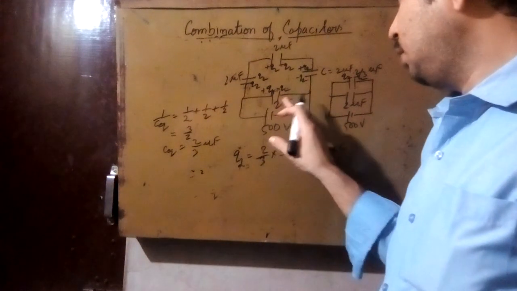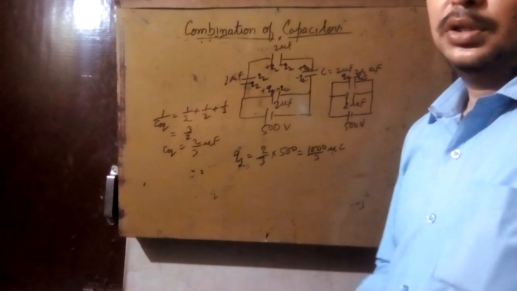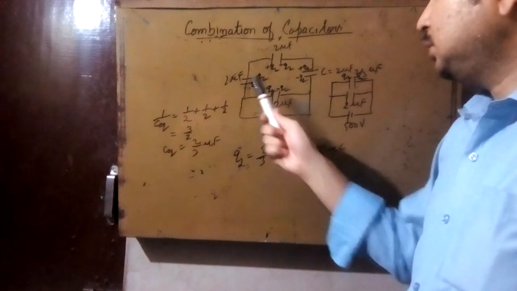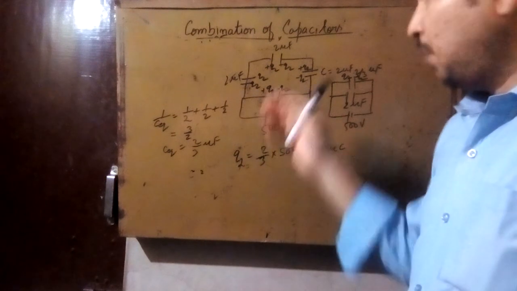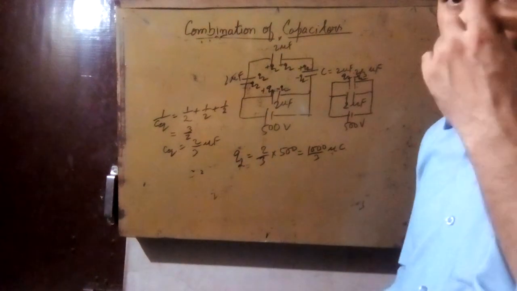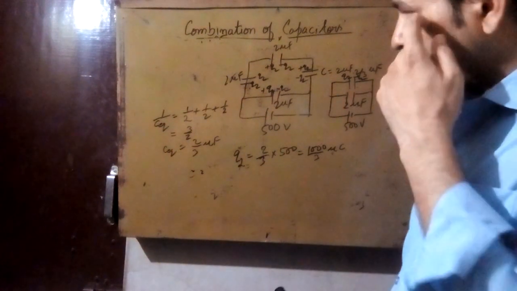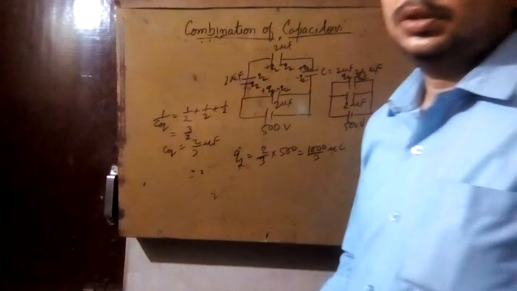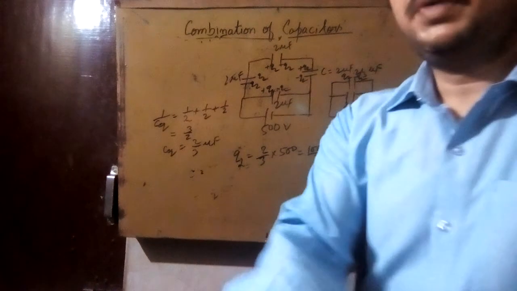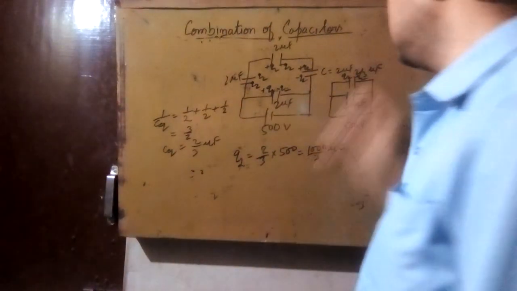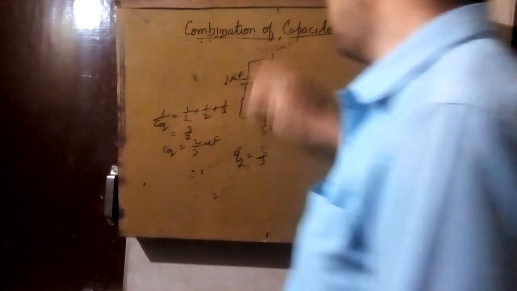So similarly you can find the charge on this. Charge is C into V. So you will get the answer. So when the combination is in series, same charge will appear, and when it is in parallel, different charge will appear, but the voltage across parallel is same. So this is another type of question you can solve. One more type of question, and there are a lot of questions you can solve. The more you solve, the more concept you will develop.